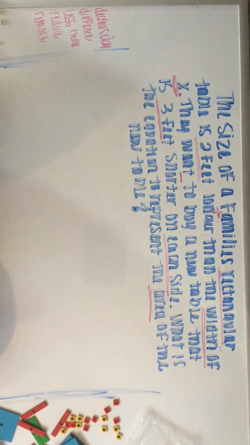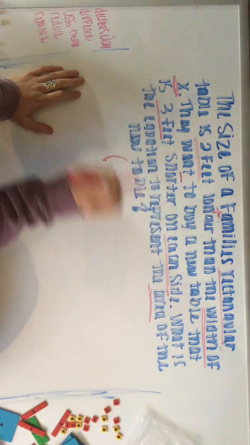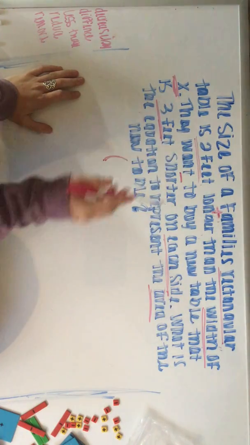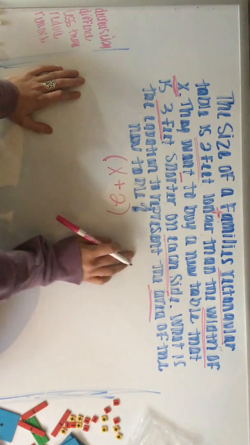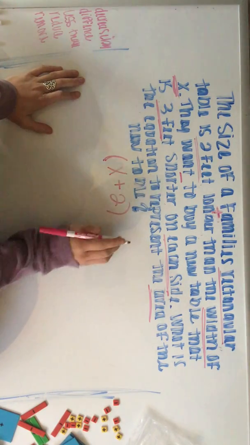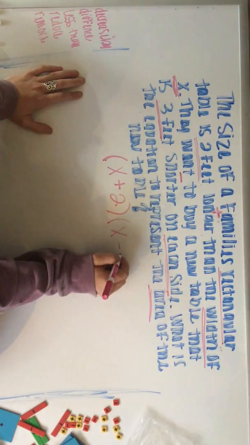So let's remember that when we're multiplying binomials, we are literally looking for the area of the rectangle in this problem. So we're going to represent that first by the area model for a concrete example of what this problem looks like. So first, let's set up our factors and what we're multiplying. Going back to our problem, it reads 2 feet longer than the width of x, so it's going to look like x plus 2. And the new table, they want to be 3 feet shorter on each side, so x minus 3, right?